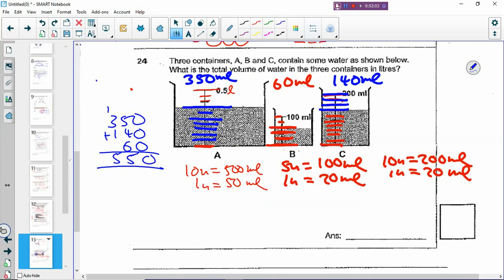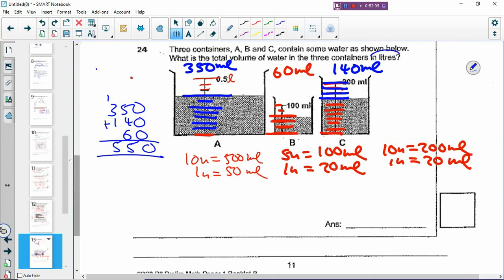So your 550 ml, you have to change it to liters, right? And how do you change it to liters? You will have to divide by 1000. All right, from ml to liters, small unit to big unit, you have to divide. And how to divide? Change the whole number into a decimal, and then shift the decimal point to the left.